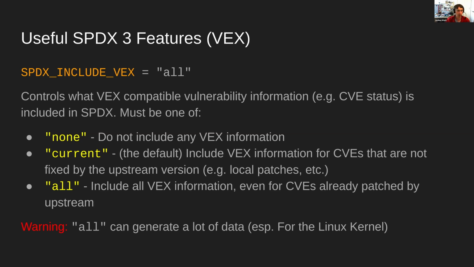Current really cuts down on the number of CVEs that are reported in the actual SPDX output, which makes it run a lot faster. And also, it's the stuff you actually care about, like this CVE isn't fixed by the version of the kernel that we have, but we patched it ourselves, or it's not fixed, or we're ignoring it, or whatever. You get the basic idea. So you can mess around with that depending on what level of granularity you want.